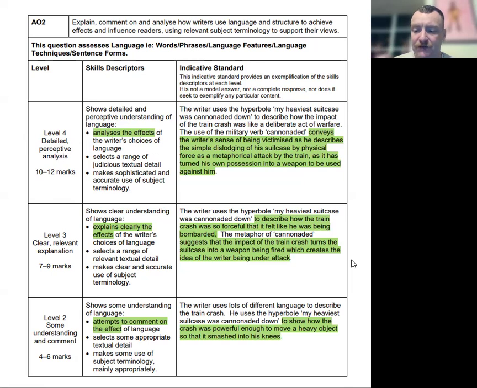That is a very perceptive judgment, an inference about the use of language. Why on earth has the writer used this method? What are they trying to achieve? How are they trying to affect the reader?